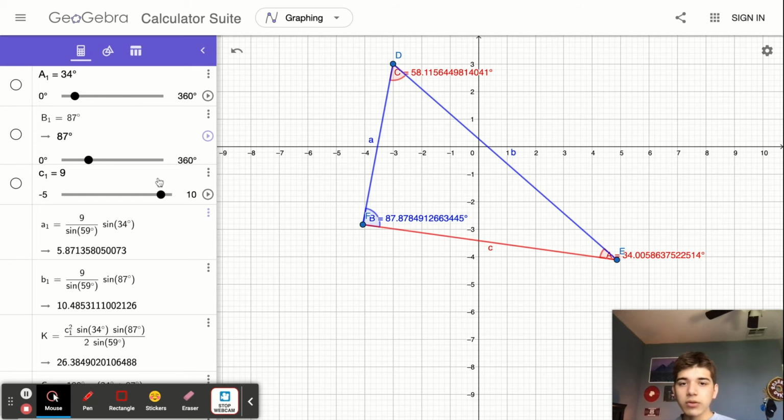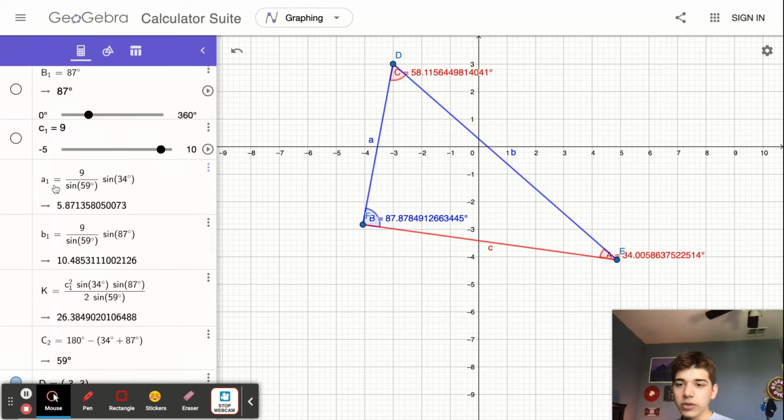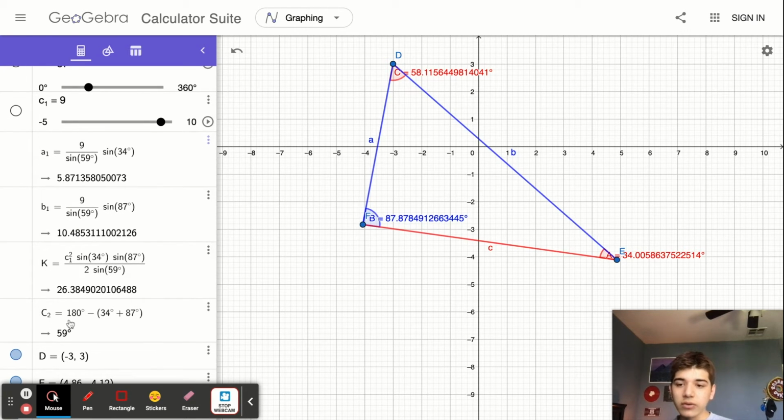We then went into GeoGebra to create our triangle based on our given values. So here we have angle A, which is 34 degrees, angle B, which is 87, and side length C, which is 9. And then we put in all the formulas used to find our missing side lengths and our missing angle. So here you have the formulas for side length A and side length B, and here's the formula for angle C. And then we put in our area formula, and it gave us our area, which is 26.4.